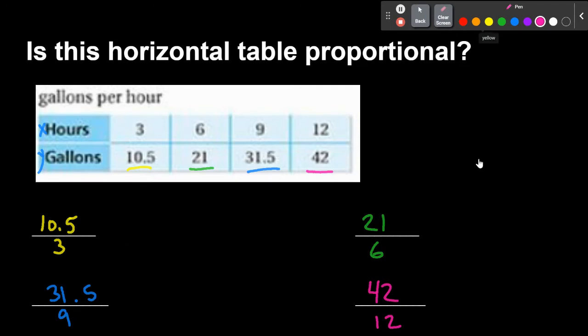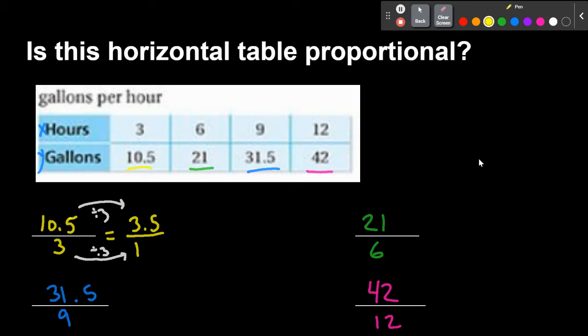Let's go ahead and take a look here now to figure out if this is proportional. We have to look at the unit rates. Remember, to get a unit rate, we're getting our denominator to be 1. So let's make that denominator 1. What do we have to do to get a denominator of 1? We're going to divide by 3. Divide the top by 3 here. Using old trusty Rusty, 10.5 divided by 3, we get 3.5. So the unit rate for this one data point is 3.5.